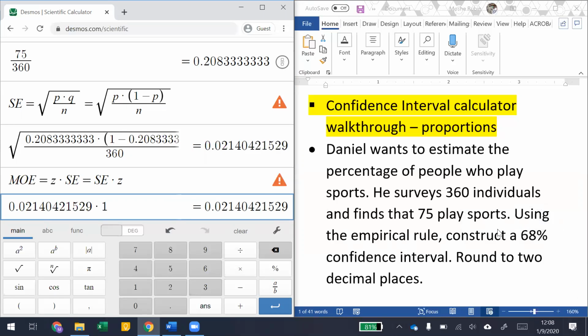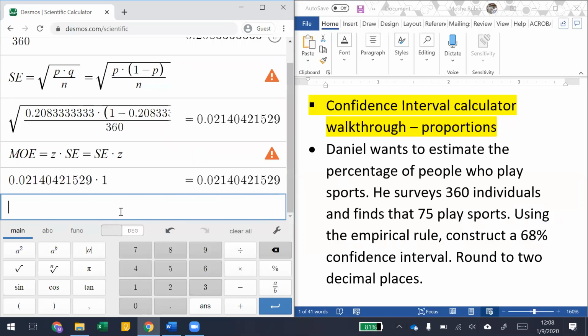But depending on this percent, I might have a different Z-score. I might have a Z-table where I have to look up my Z-score. But whatever the Z-score is for that problem, I'll multiply right here to get my margin of error. So here I have my margin of error. It just so happens to be the same as my standard error, just because I multiplied by 1. That doesn't always happen, but today it did happen.